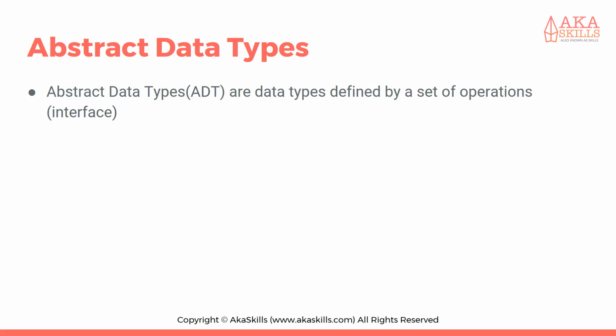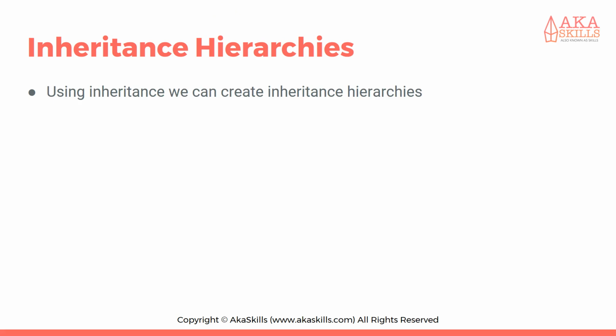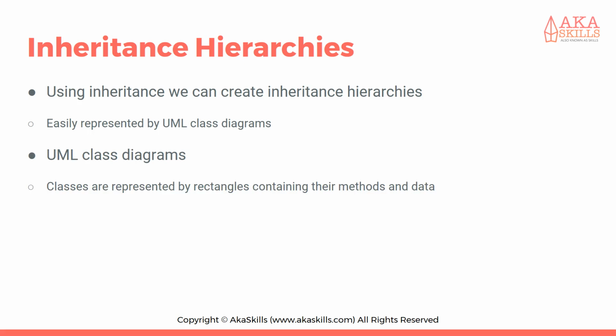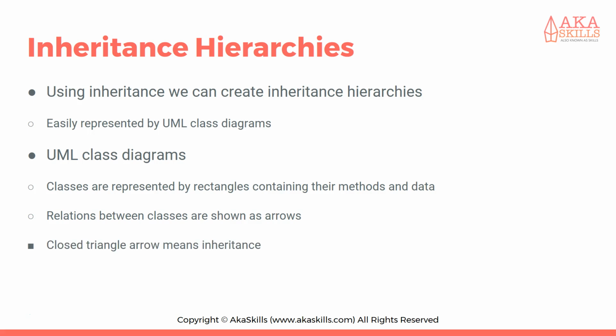So abstract data types, ADTs, are data types defined by a set of operations, which is an interface. For example, IList, which is in the .NET Framework. So inheritance hierarchies: using inheritance, we can create inheritance hierarchies. This is easily represented by UML class diagrams. In UML class diagrams, classes are represented by rectangles containing their methods and data. Relations between classes are shown as arrows, and closed arrows mean inheritance. Other arrows mean some kind of association.